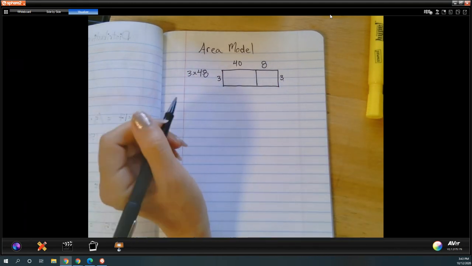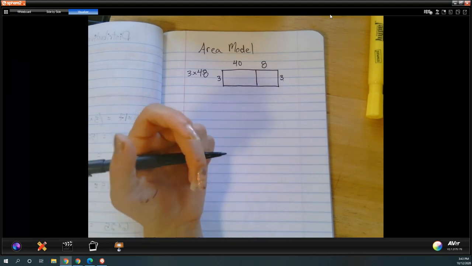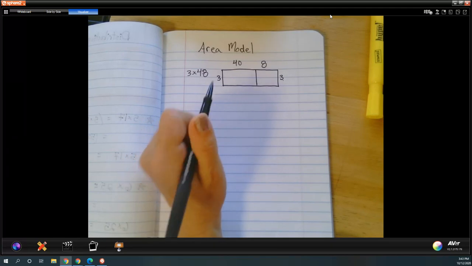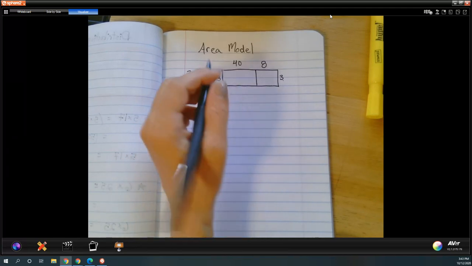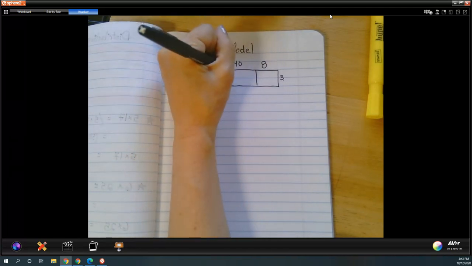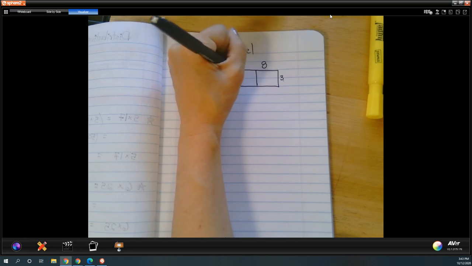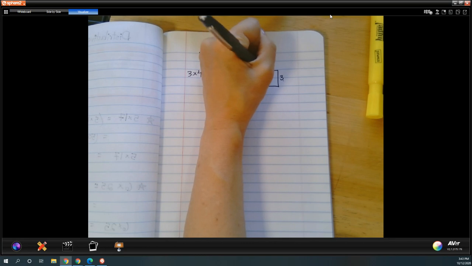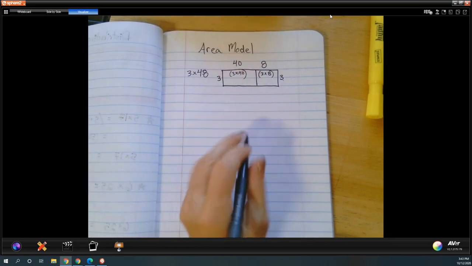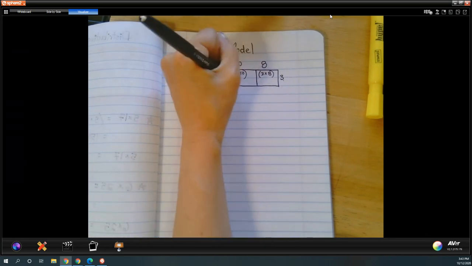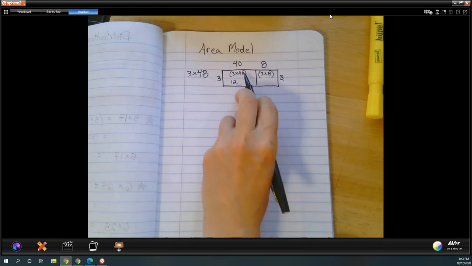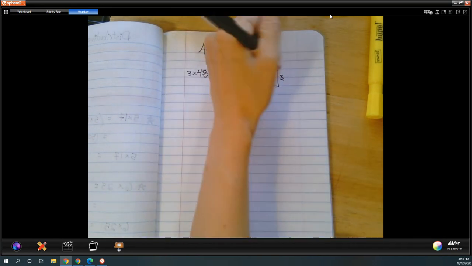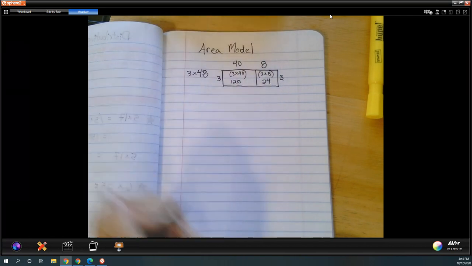Okay, so areas like if I want to put down flooring or if I want to put wallpaper up on the wall, I would need to find the area and you have to multiply. So in this box, we are going to multiply 3 times 40. And in this box, we are going to multiply 3 times 8. So 3 times 4, 12. Add that 0. And then 3 times 8, 24.